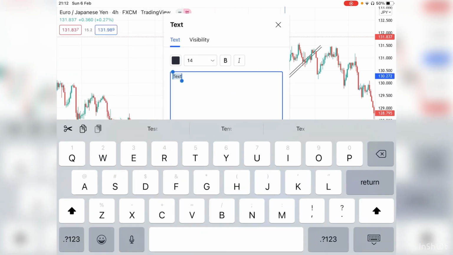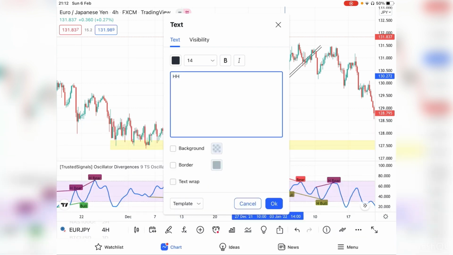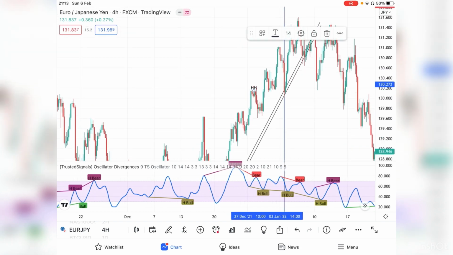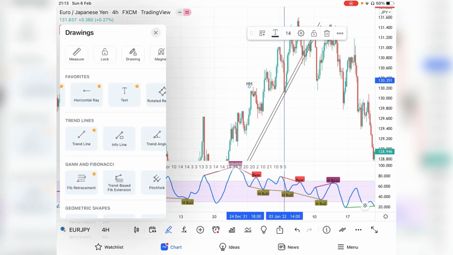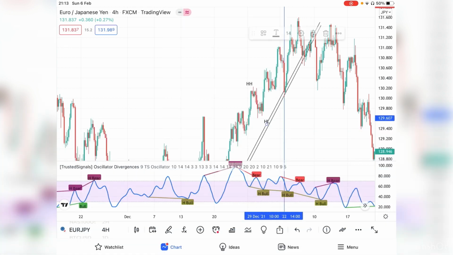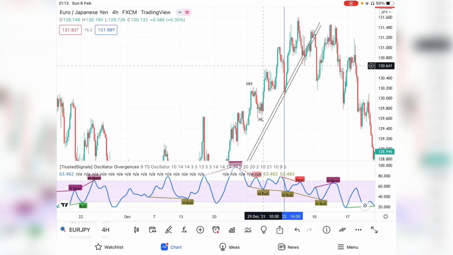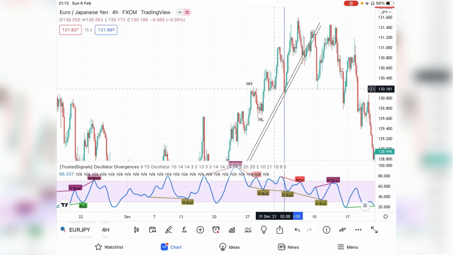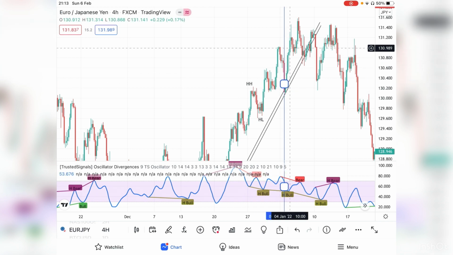So here we have a higher high. Let me put it right above the actual high. Then we have a higher low right here. And then from that higher low, we created a new higher high up here, then a new higher low here, a new higher high, and then it tested this higher low. It tested this higher low, guys, and then from here it went all the way up.